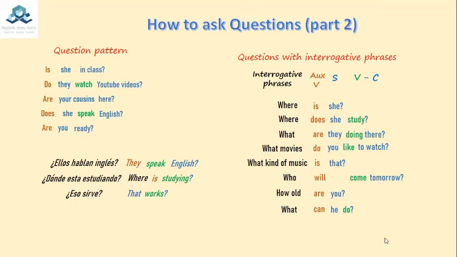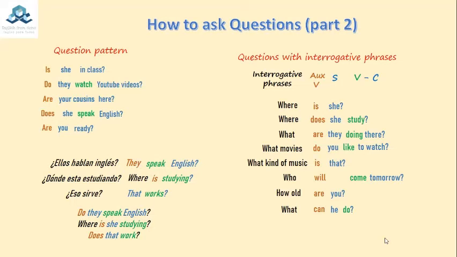It is incorrect. Remember, we have to follow the pattern to ask questions in English. Recuerda que siempre debemos seguir el patrón para hacer preguntas en inglés. Do they speak English? We need an auxiliary verb. Necesitamos un verbo auxiliar. Do, because we're talking about they, que estamos hablando de ellos. Do, auxiliary, subject they, main verb speak, complement English.